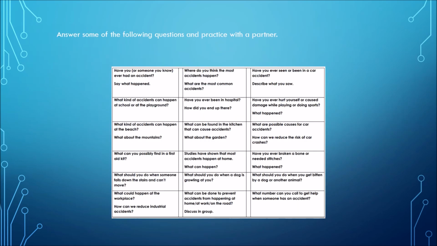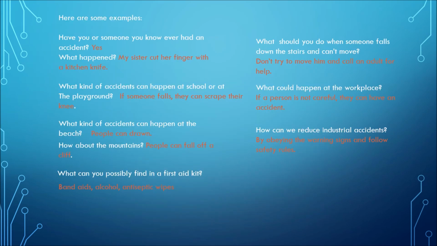Answer some of the following questions and practice with a partner. Well, here you are going to choose some of the questions and answer them, and write them in your notebook. And then you are going to practice with a friend. First you ask the question and your friend answers, and then your friend asks the questions and you answer. Take turns. Here are some examples. These are the questions that I chose from the questionnaire, but you can choose the questions that you like, and remember to take turns so that you also have the opportunity to answer some of these questions.